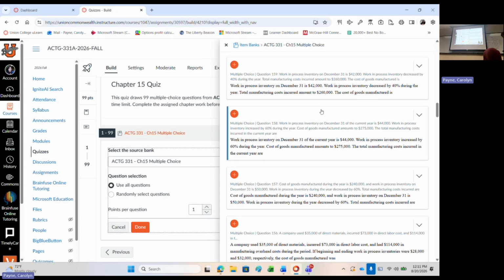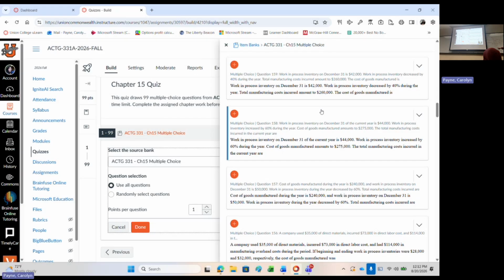Work in process at December is 42,000. So that's our ending. Yep. Work in process decreased by 40%. So we've got to figure out the beginning. Okay. So 42 plus 40%, what is that? So 42,000 times 1.4, is that right? No, you'd have to divide it by 60%. Divided by... 70. Yeah, 70,000 would be our beginning.